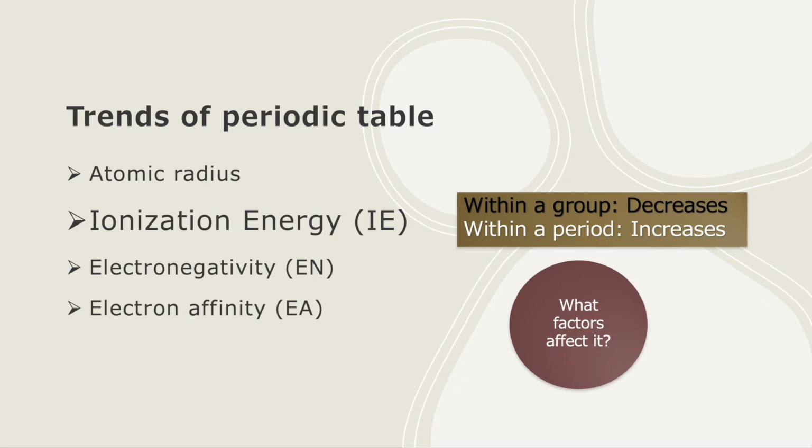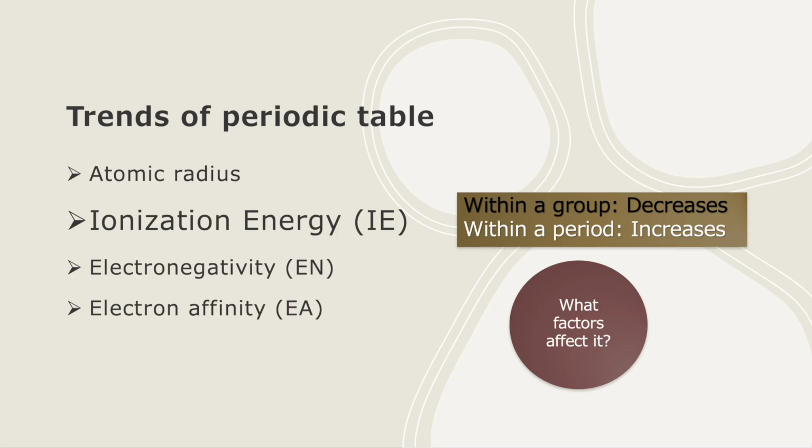Another factor is distance from the nucleus, or atomic radius. Electrons that are farther away from the nucleus are less tightly held because the attraction decreases with distance. So if we have a larger atomic radius, it means lower ionization energy because it's easier to remove an electron that is farther away. Another factor is the shielding effect. Electrons in inner shells can shield outer electrons from the full pull of the nucleus. If we have more shielding, it means lower ionization energy because the outer electrons are more easily removed due to reduced nuclear attraction.